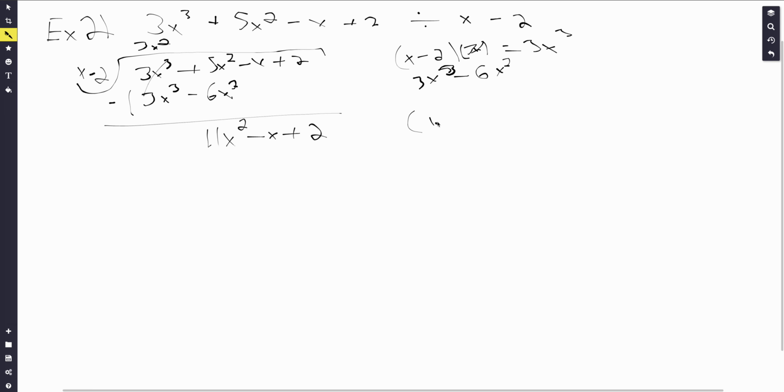Okay, again, same process. So x minus 2. As you can see, this can be a repetitive process. So it can be kind of tedious, but you have to do it. So, and then we're trying to get 11x squared. So we would have 11x right here. So that would be 11x squared minus 22x.